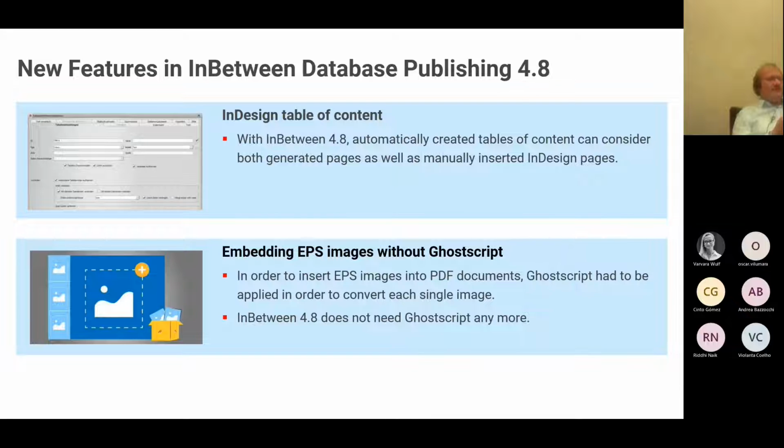Also new, we got rid of GoScript. Before InBetween 4.8, InBetween applied GoScript to interpret EPS images so that they can be used in PDF documents. It worked, but it was an additional tool. You always have to install GoScript, and you have to work with the special features of GoScript so that some things are simply not working. So we eliminated GoScript and implemented the PDF EPS library on our own. This means we can insert EPS images without any GoScript.